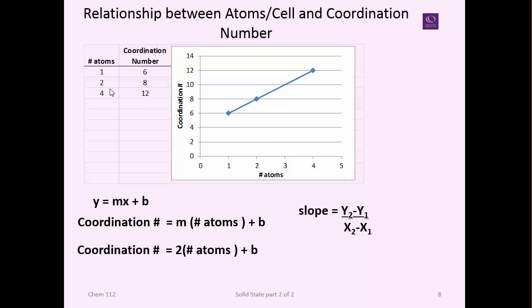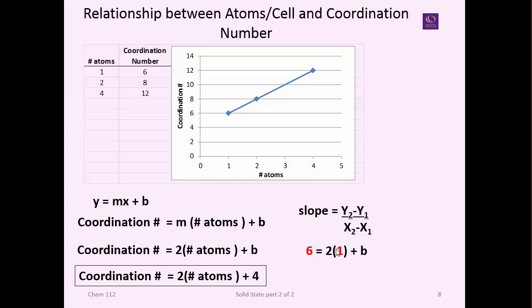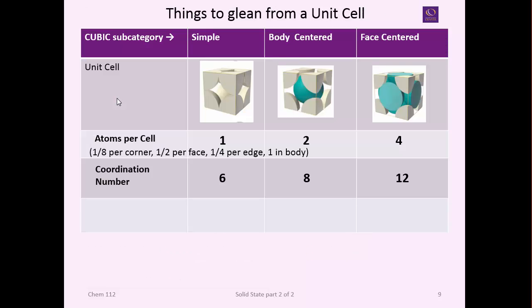And then we can take any of these coordinate points, atoms and coordination number, plug it in here, and solve for the b. So we're going to take this first set of coordinates. 1 atom will give you a coordination number of 6. Plug that in. If you solve for this, b is 4. And that would have worked with either of these other 2 sets.